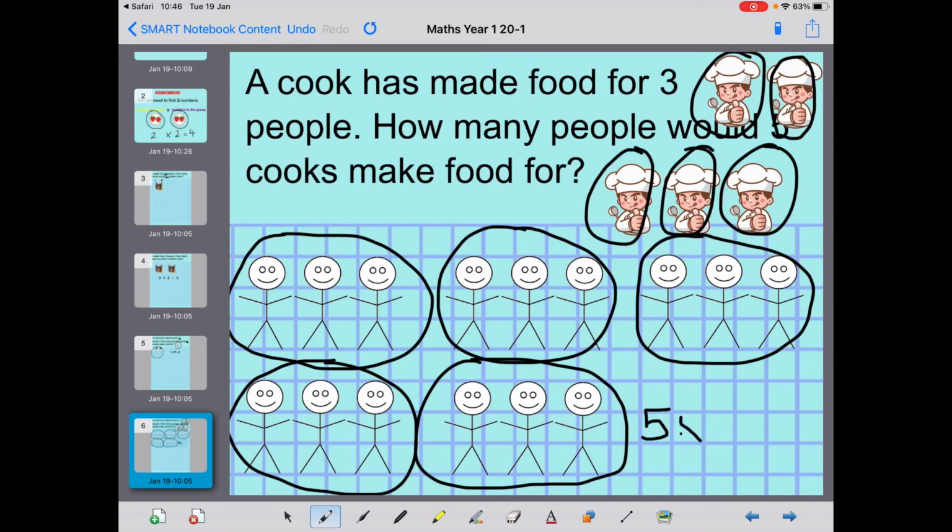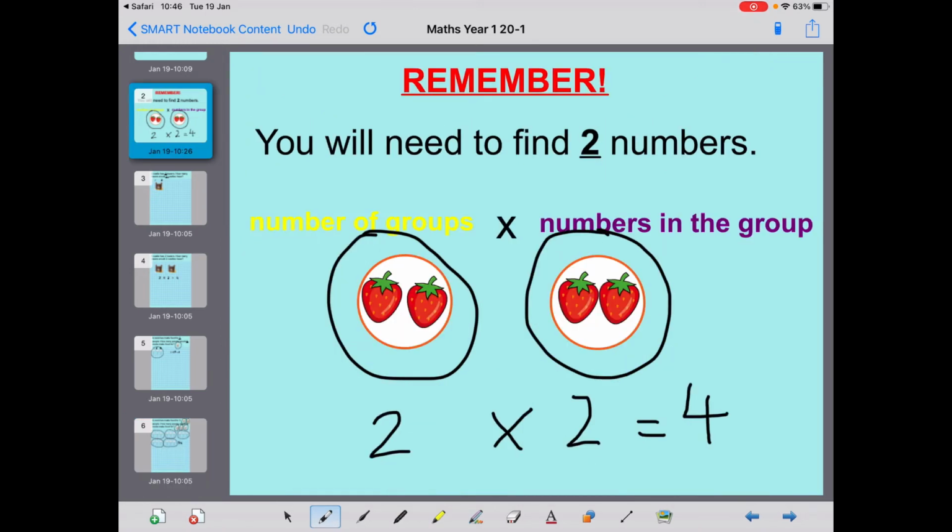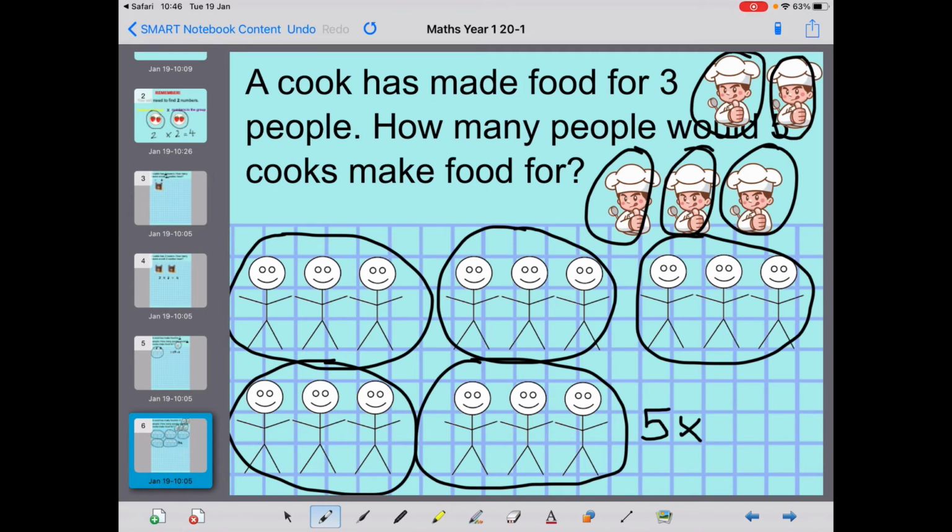I'm going to times that by, we need to check back at this one, our numbers in the group. How many have we got in each group? 1, 2, 3. So 5 times 3 equals, and let's count them all together. 1, 2, 3, 4, 5, 6, 7, 8, 9, 10, 11, 12, 13, 14, 15. So 5 times 3 gives us 15.